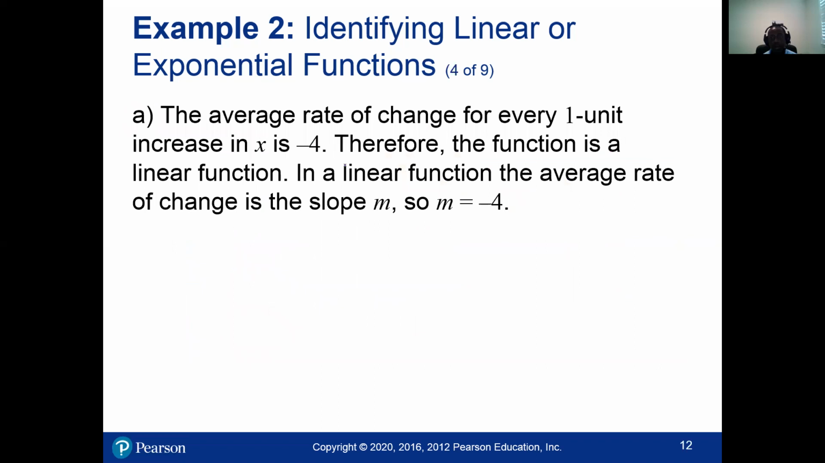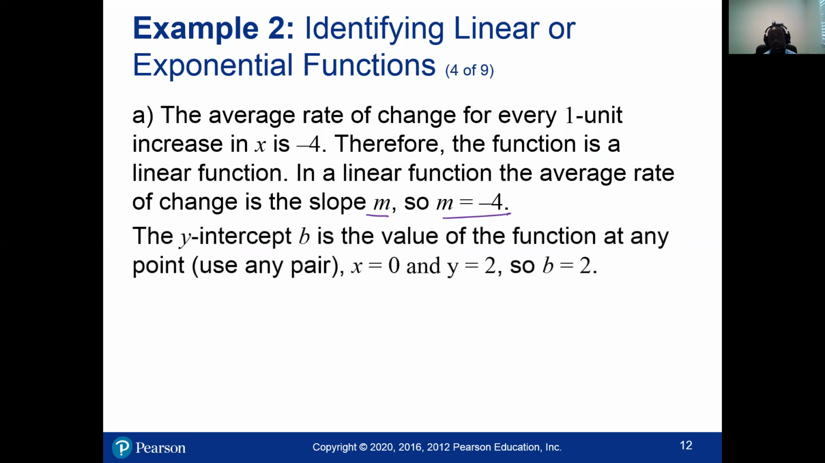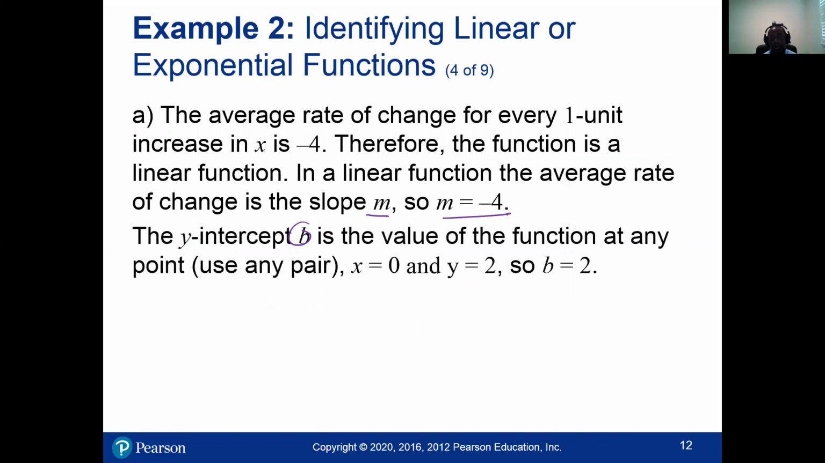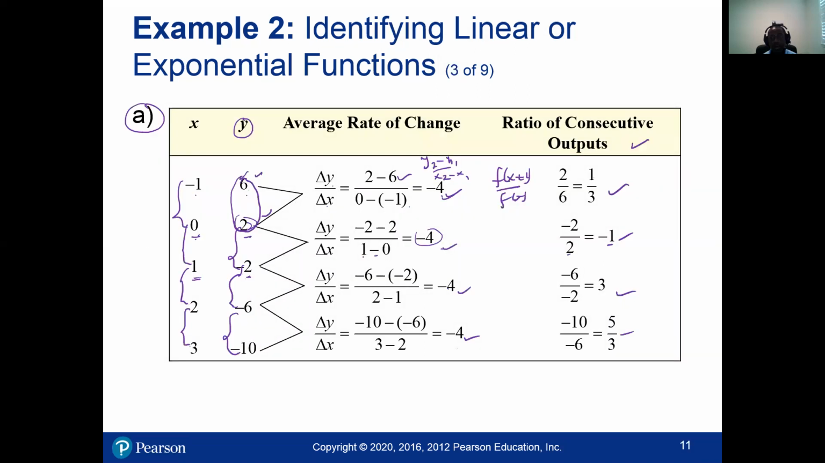Since that is the case, the average rate of change, which is the slope, so the slope of the line is negative 4. Now, if we have the slope, then we need to find the y-intercept. What we do is we just pick any of these pairs. Either I use negative 1, 6 or 0, 2. It doesn't matter, because these are points. Negative 1, 6 is one point, 0, 2 is another point, 1, 2 is another point, like that. So you can use any of them to find the y-intercept.